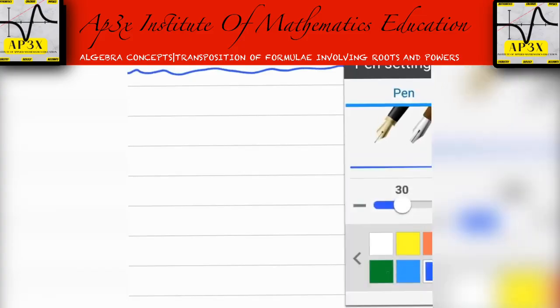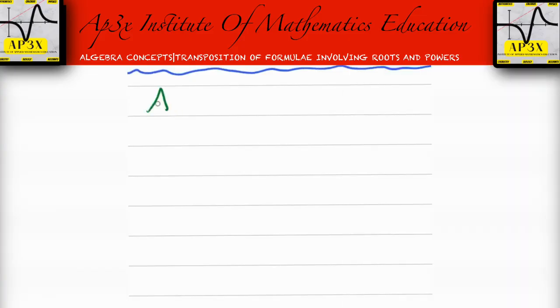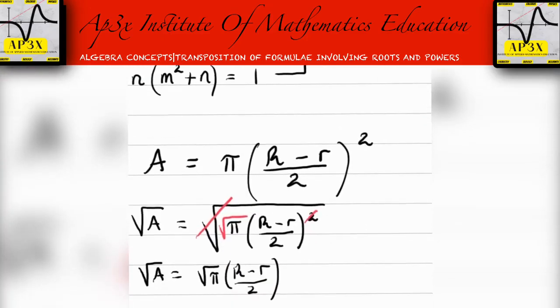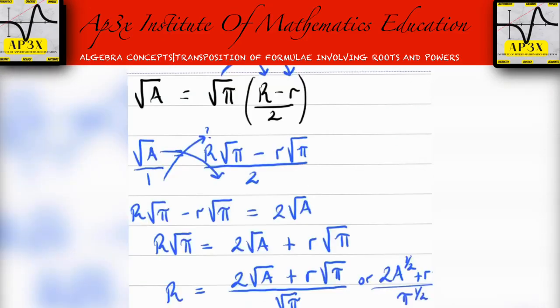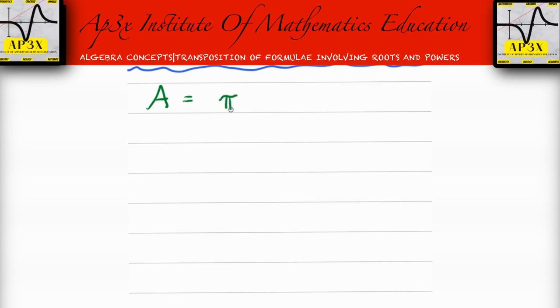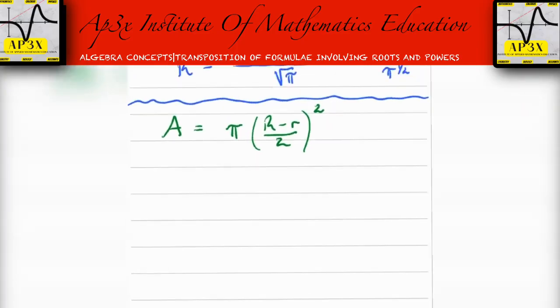So then we have, say here, A is equal to, let's go back to the question. A is equal to pi, open bracket, big R minus small r over 2, all squared. I could start off by dividing both sides by pi. So I could split the product between the pi and the binomial fractional expression here raised to the power of 2.